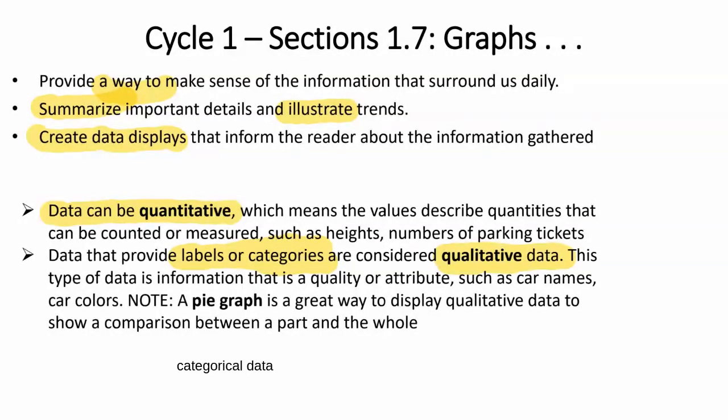Qualitative situation. Now, this type of data is information that is a quality or an attribute of something we're talking about. Now, we can have a category of car names. We can also have a category of car colors. Now, those are going to be what we use when we draw a pie graph.